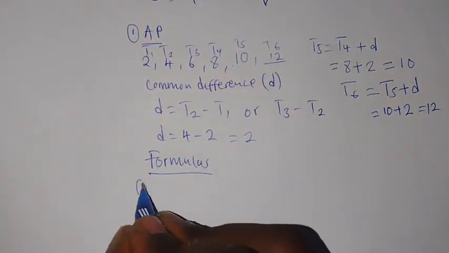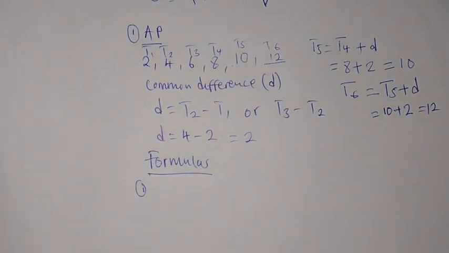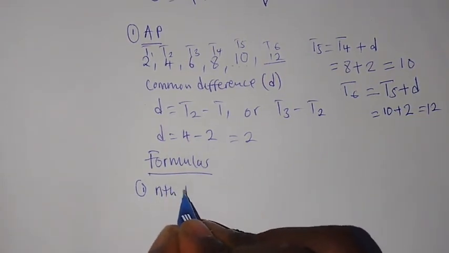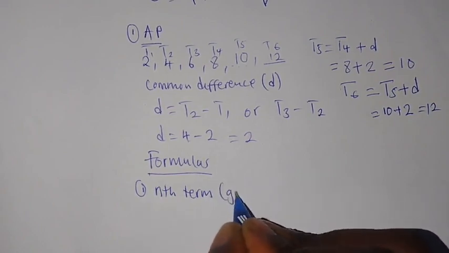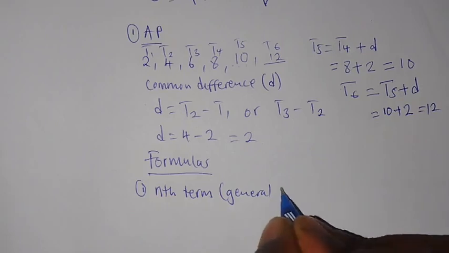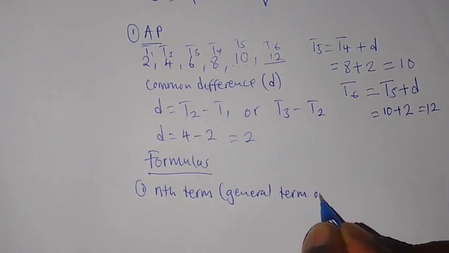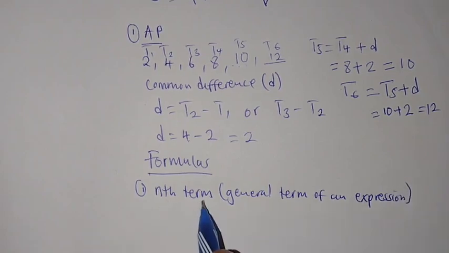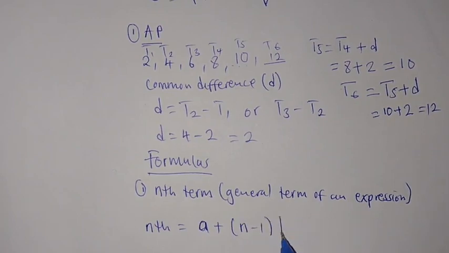So the first formula that you look at is when they ask you to find the general term of an expression. This general term, we can say the nth term, okay? The nth term or the general term of an expression. So sometimes they can say find the general term of an expression, which is this one, nth term. So what formula do we use? We can say nth term equals a plus open bracket n minus 1 close bracket d.